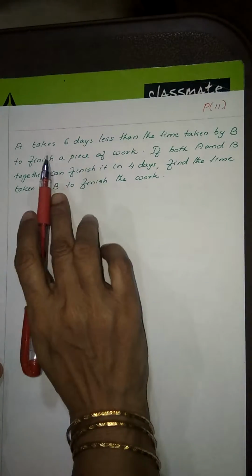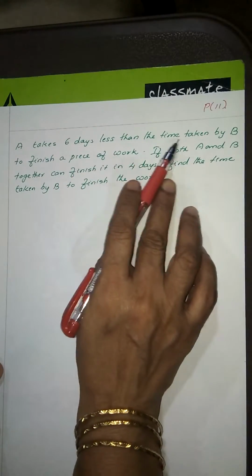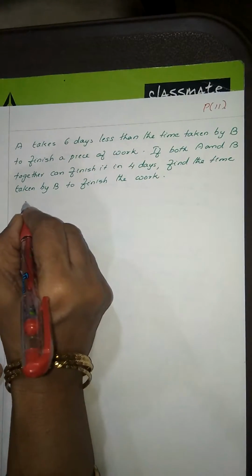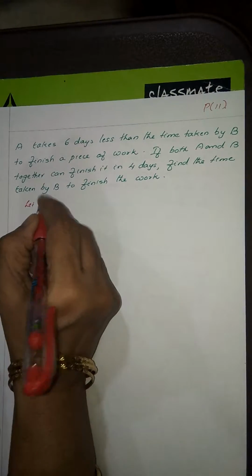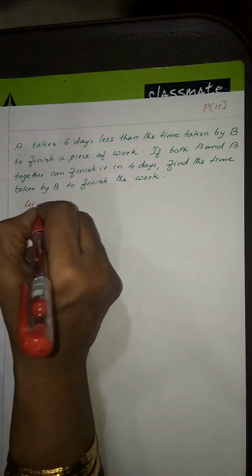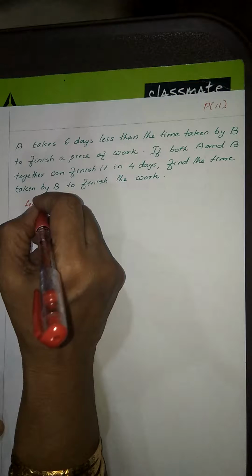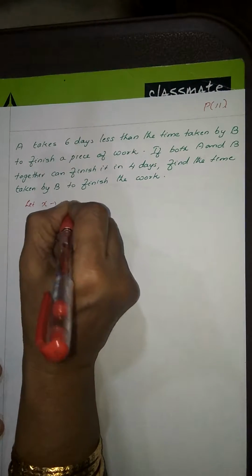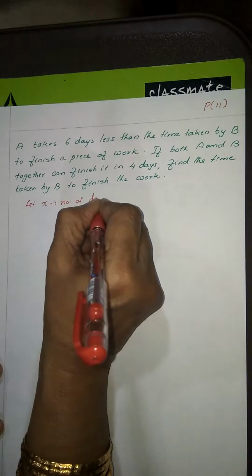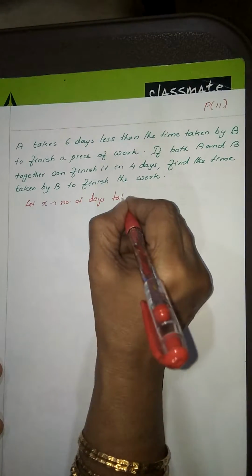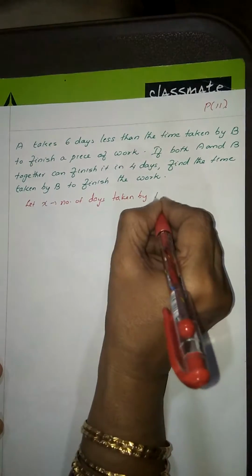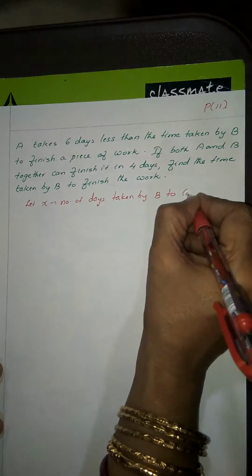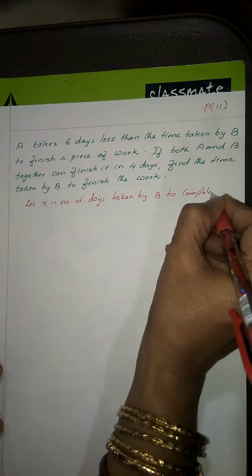So here A takes 6 days less than the time taken by B. So let us assume, let x be the number of days taken by B to complete the work.